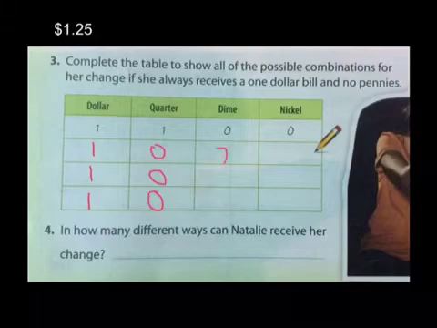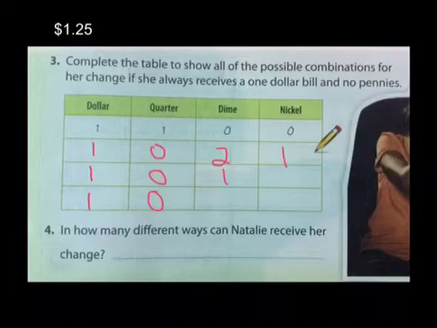We could have 2 dimes, so that's $1.20, and then 1 nickel, $1.25. We could have 1 dime, so that's $1.10, but we still need 15 cents, so we would need 3 nickels. And we could have 0 dimes and have it all in nickels, and 25 cents in nickels is 5 nickels.